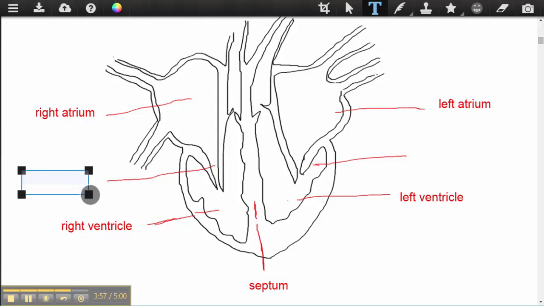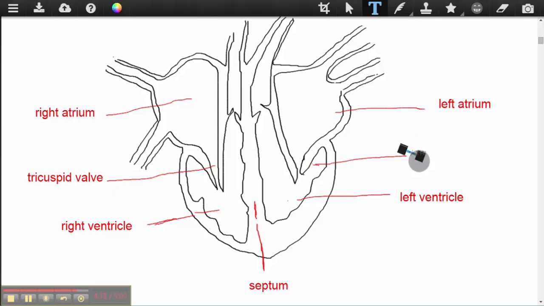Next is the tricuspid valve. Tricuspid valve separates the right atrium from the right ventricle. It opens only when blood needs to flow from the atrium to the ventricle.